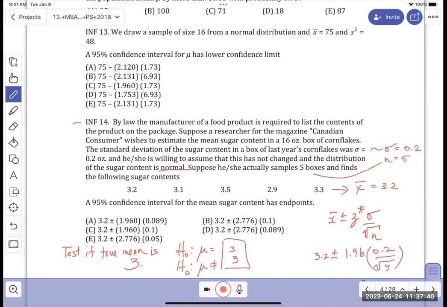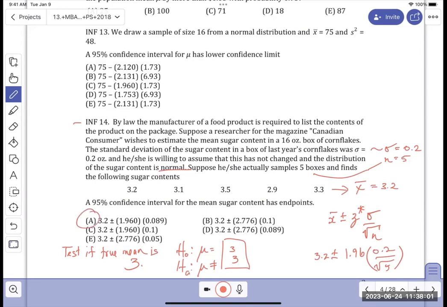All you have to calculate is 0.2 over square root of 5. All you have to do. The answer is A.